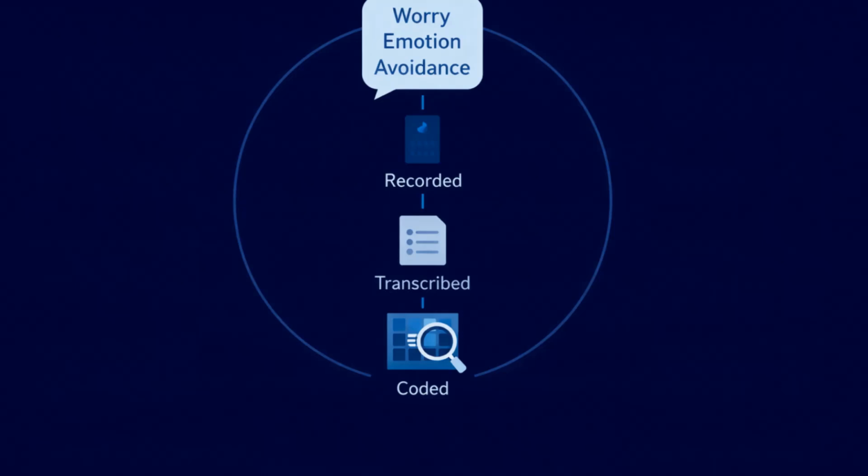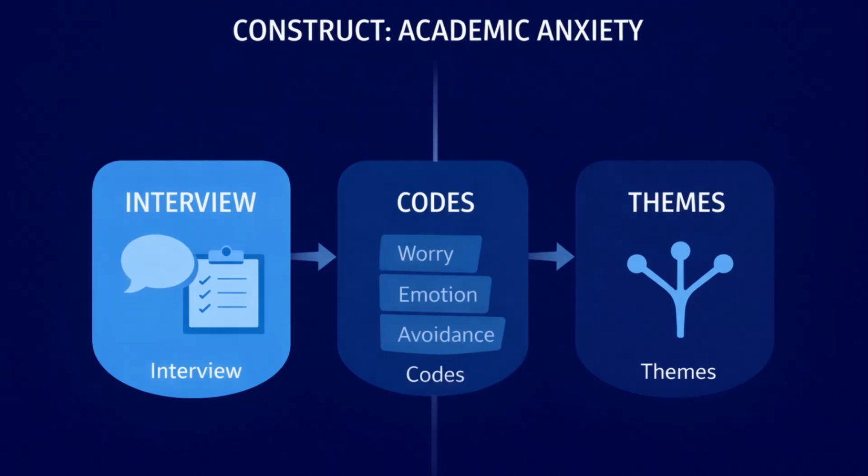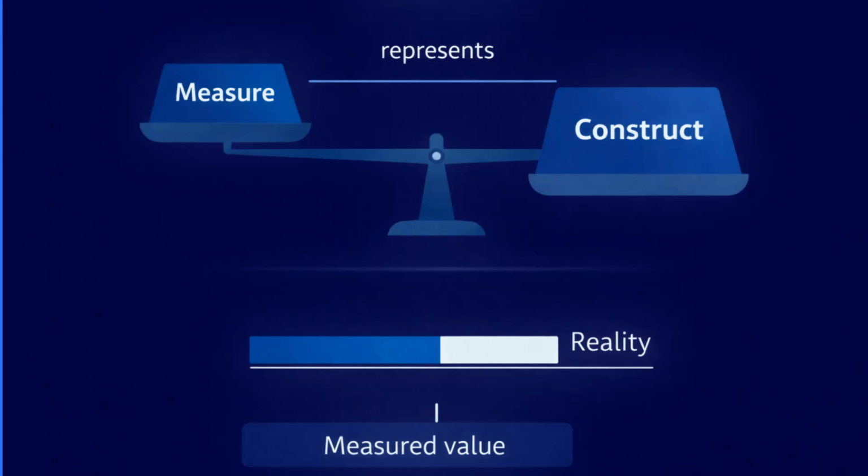Data will be coded using a construct-informed coding framework based on the cited definition of anxiety. Codes will reflect cognitive worry statements, emotional descriptors, and avoidance behaviors. Themes will be developed to describe how anxiety manifests during academic tasks. Even without numeric variables, the alignment chain remains visible because the construct definition guides the interview focus, coding structure, and interpretation. Another common mistake in this section is overclaiming.